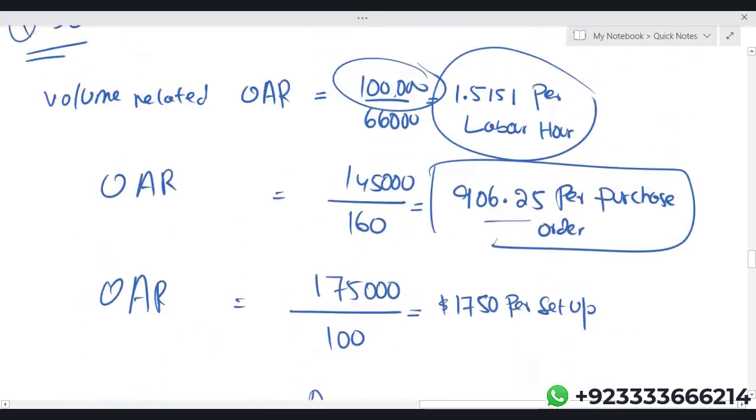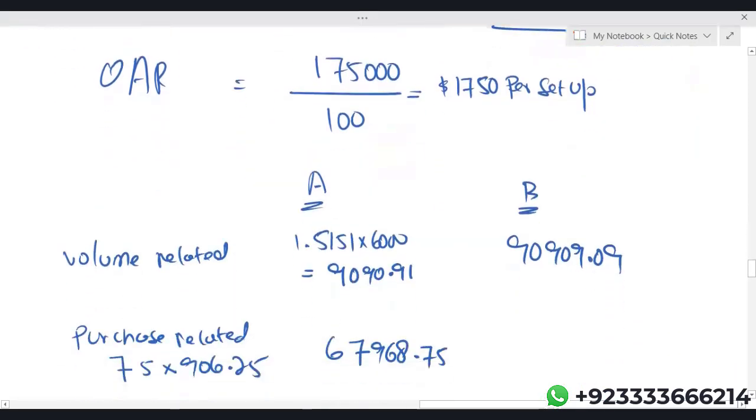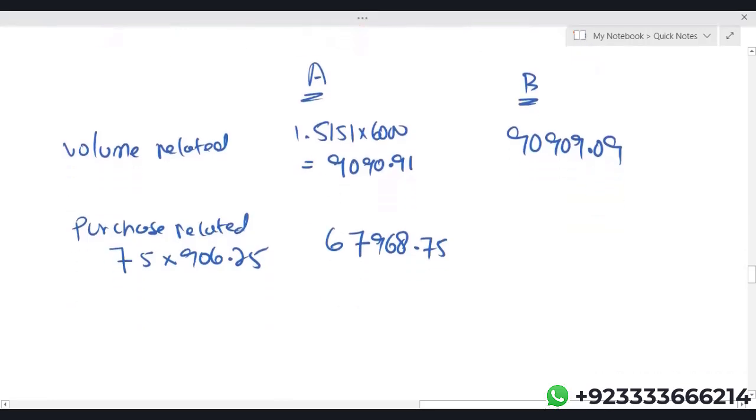We know the total cost is 145. From 1,45,000, if I deduct 67,968.75, I'll get how much purchase order overhead belongs to beta. That is 77,031.25. Now, setup cost.